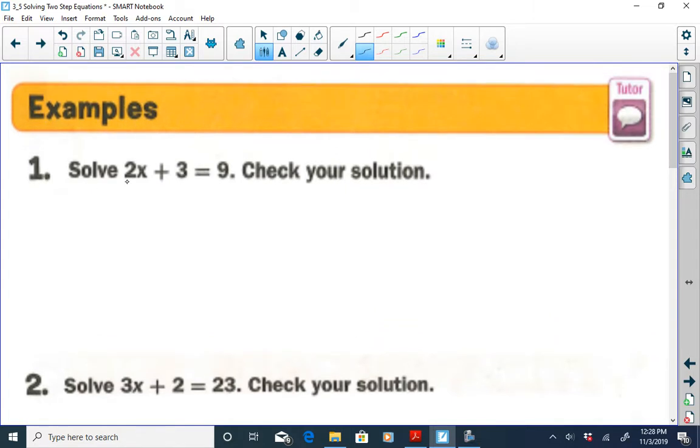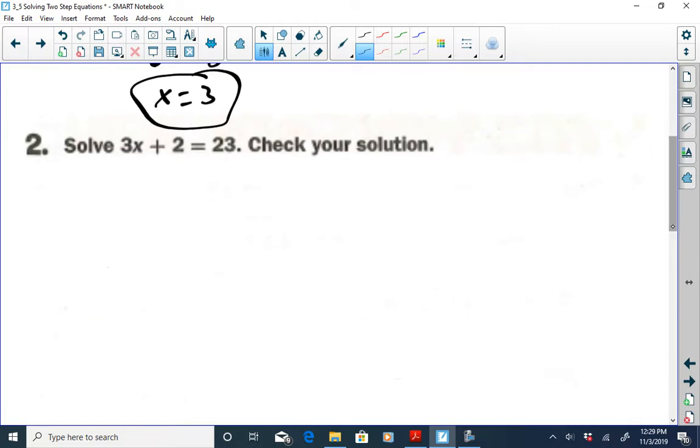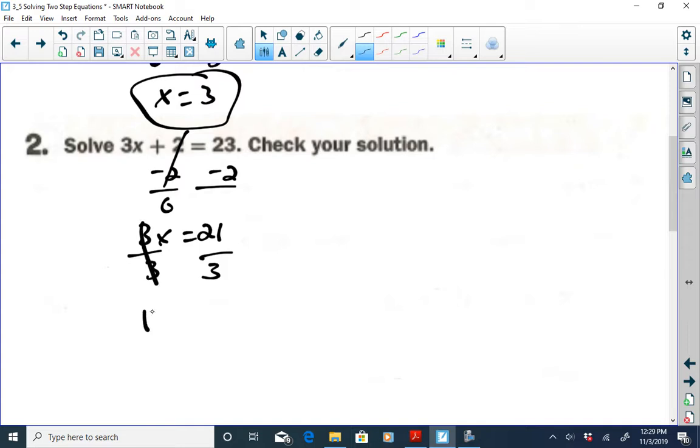We have opposite operations, or I have multiplication, I have addition. We want to do the inverse. Subtract 3, they cancel. 2 times the number x is equal to 6. Divide by 2, they cancel. X is equal to 3. All right, our next example. We have multiplication, we have addition. We want to do the inverse. So we're going to subtract 2, they cancel. 3 times the number x is equal to 21. Divide by 3, they cancel. X is equal to 7.